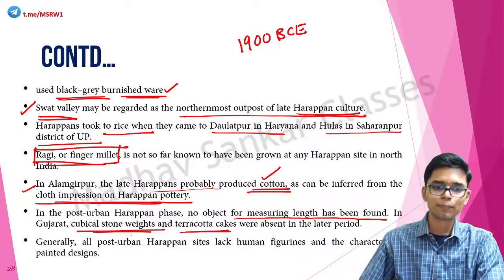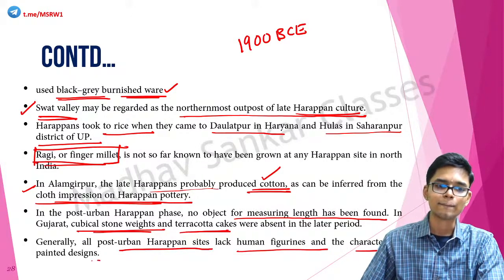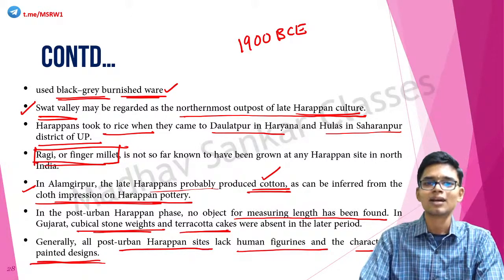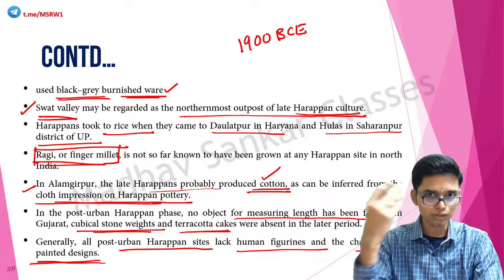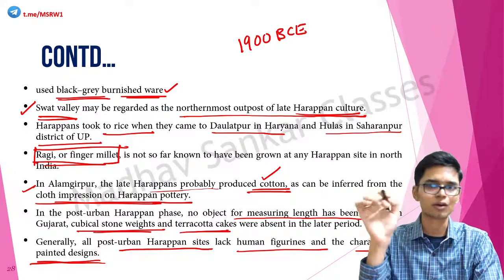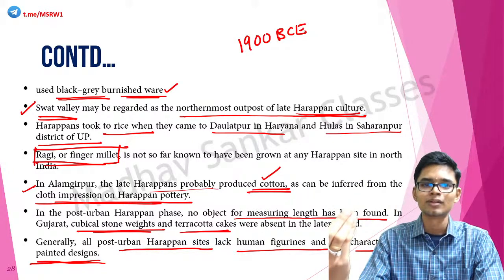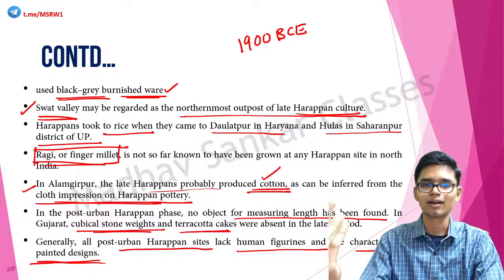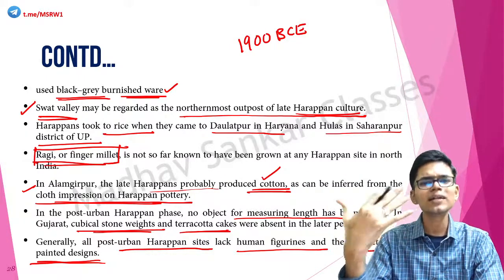Generally, all post-Harappan sites lack human figurines and the characteristic painted designs. Art and culture also declined in Harappa. We do not come across any human figurines at all. There is a lack of characteristic painted designs that used to be there in Harappa. We talked about various kinds of geometric designs of trees and all, right? Everything is lacking in the post-Harappan phase. Sorry, the post-urban Harappan phase. All these point to the fact that there has been a complete decline in all walks of life.